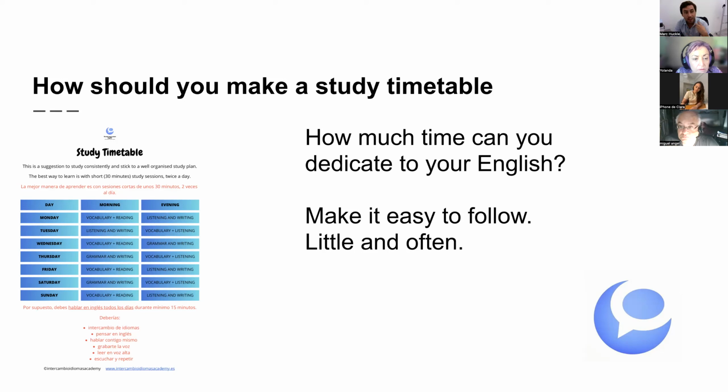So make a timetable varying the different skills. For example, Monday, vocabulary and reading in the morning, listening and writing in the evening. Tuesday, listening and writing, evening, vocabulary and listening, as an example. You choose your tasks. It can be watching TV with subtitles, taking notes, listening to music and singing, listening to a podcast at the gym. These things count. Okay, so you need to make a timetable.